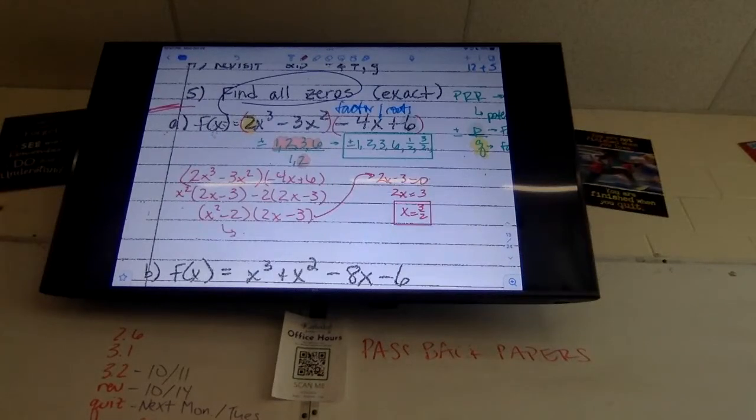I'm also going to do x squared minus 2 equal to 0. Add 2 to both sides, x squared equals 2, and then square root. The only thing is when you square root, remember it's going to be plus or minus root 2, not just root 2.